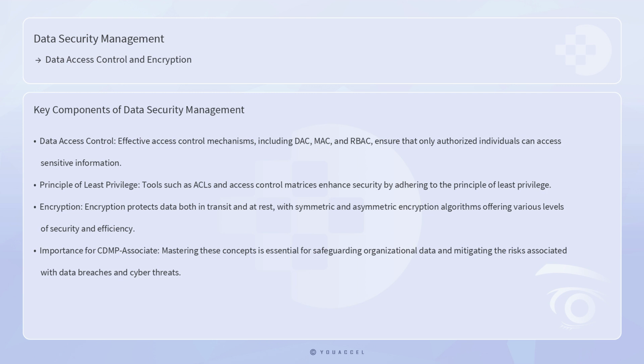In conclusion, data access control and encryption are indispensable components of data security management. Effective access control mechanisms, including DAC, MAC, and RBAC, ensure that only authorized individuals can access sensitive information, while the principle of least privilege and tools such as ACLs and access control matrices enhance security. Encryption protects data both in transit and at rest, with symmetric and asymmetric encryption algorithms offering various levels of security and efficiency. Real-world examples and statistics highlight the critical importance of these practices, and emerging technologies continue to shape the future of data security. For CDMP associate candidates, mastering these concepts is essential for safeguarding organizational data and mitigating the risks associated with data breaches and cyber threats.